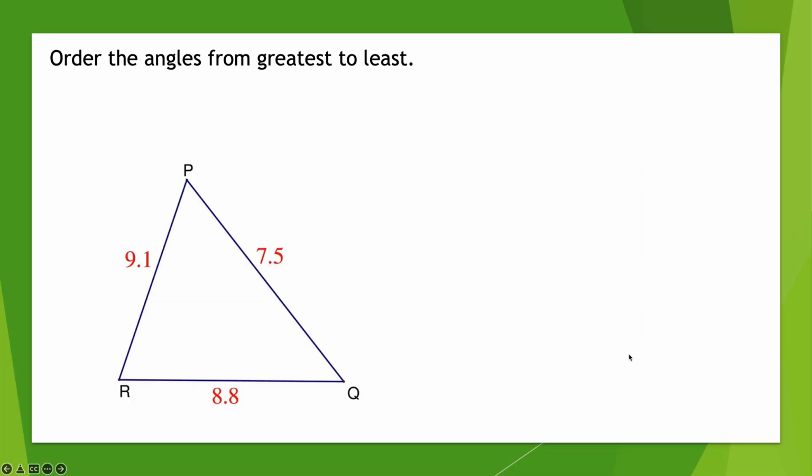Another way you'll see this concept generated is they'll say order the angles from greatest to least, or they might say from least to greatest, but they're going to ask you to put them in order, either ascending order or descending order. In this case, we want to go descending. We want to start with the greatest and work our way down to the smallest. Go ahead.